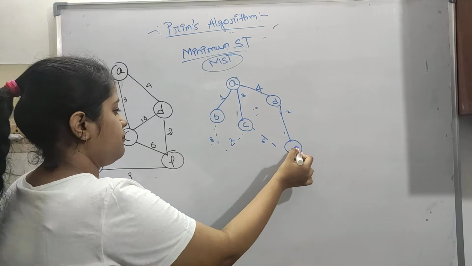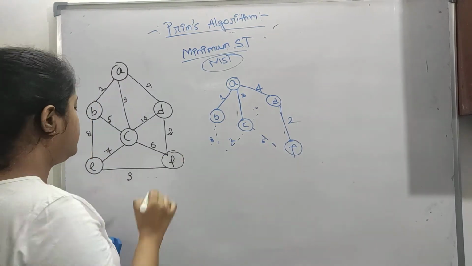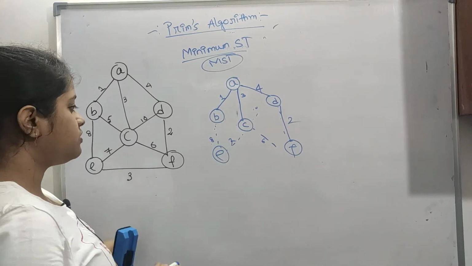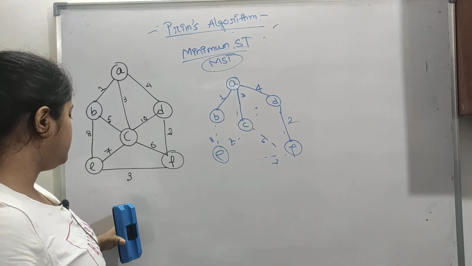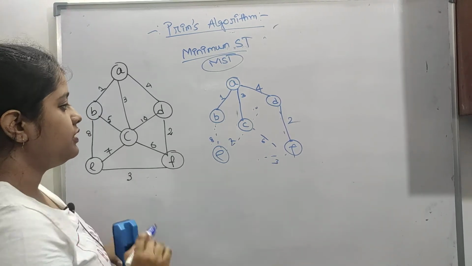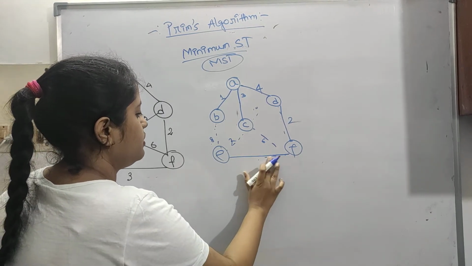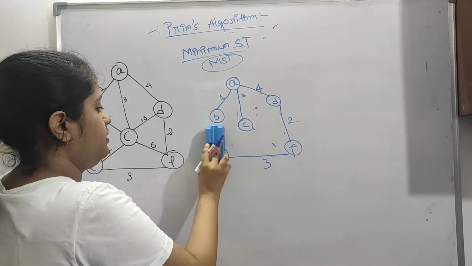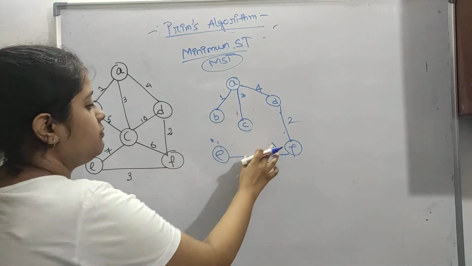This is F, so this is 2. So we just have to put E here. Okay, so let's say E is here. So now from F, another line is coming, which is 3. So 3 will be minimum, so we take 3 only. Okay, so all these edges are not needed. So this is our minimum spanning tree.